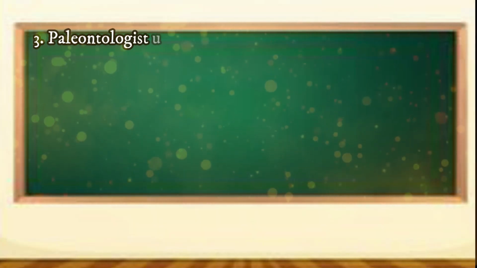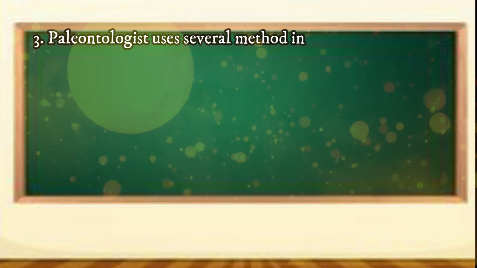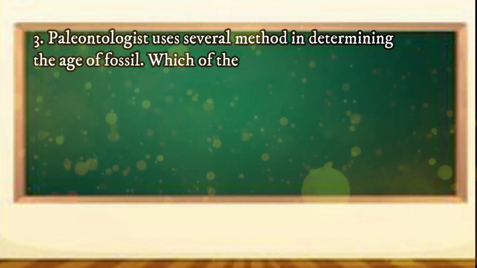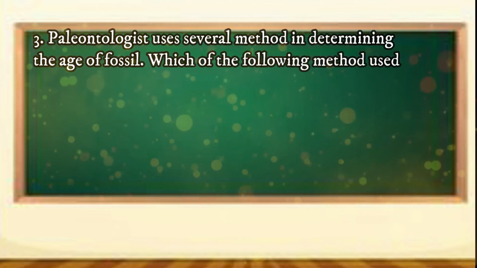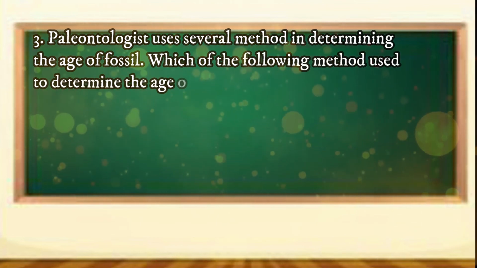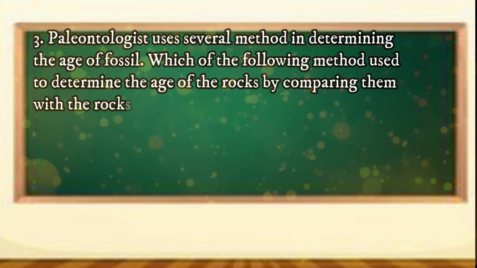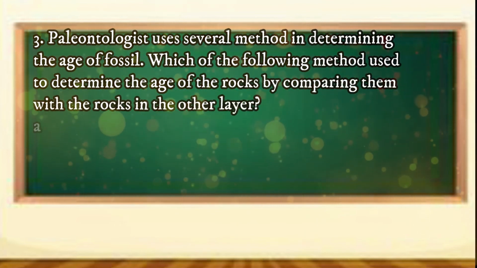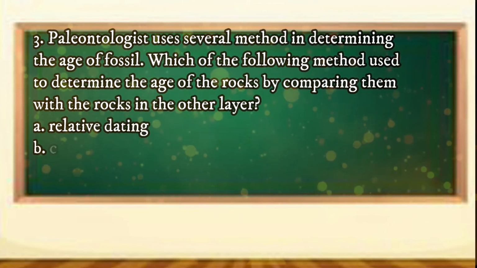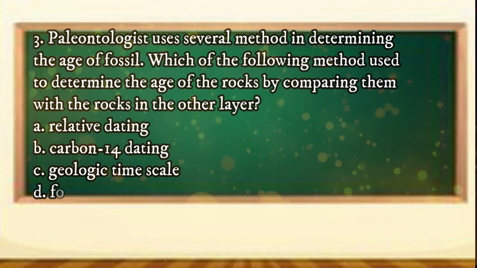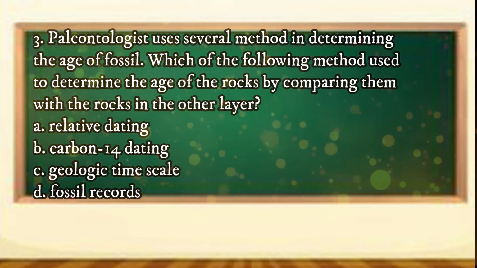Number 3. Paleontologists use several methods in determining the age of the fossils. Which of the following methods is used to determine the age of the rocks by comparing them with the rocks in the other layer? Is it letter A, relative dating, letter B, carbon-14 dating, letter C, geologic time scale, or letter D, fossil records?